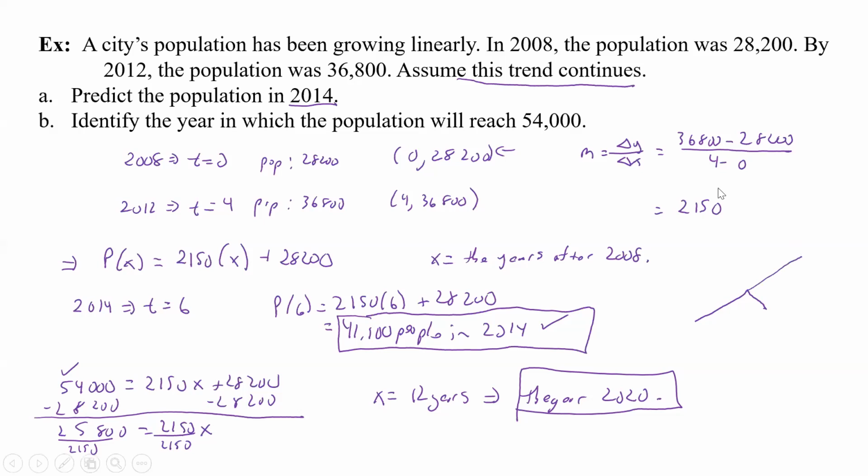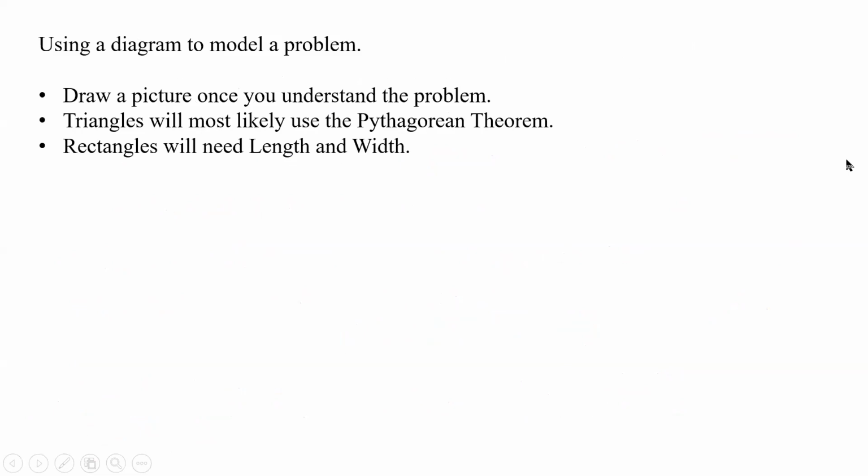All right. So the next thing here, we want to use a diagram to model a problem, okay? So when we do that, we're going to have some kind of problem. We might end up having a picture we're going to have to draw. The last couple, we didn't have to draw a picture, but maybe you have to draw a picture to understand what the problem says. With triangles, you might use the Pythagorean theorem. Rectangles, probably going to need lengths and widths to solve the problem. Every kind of problem is going to be different.